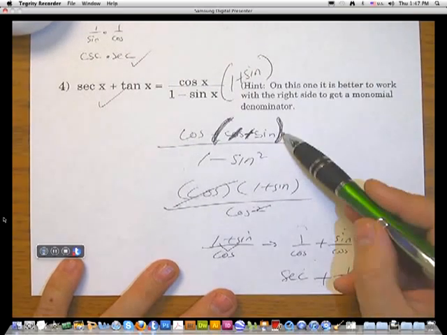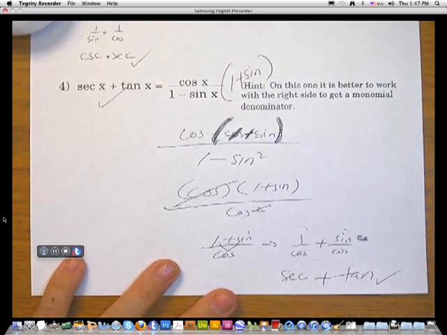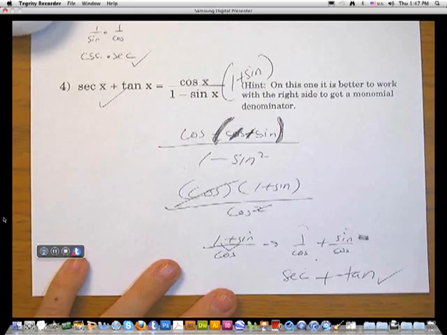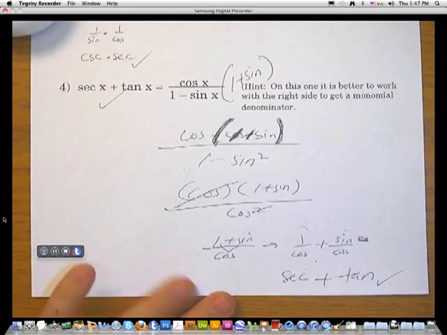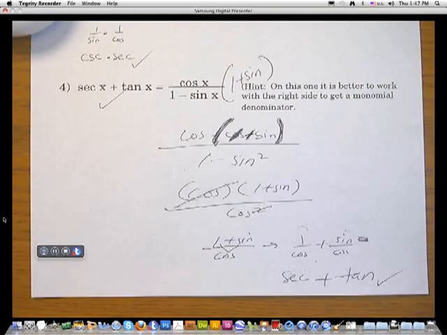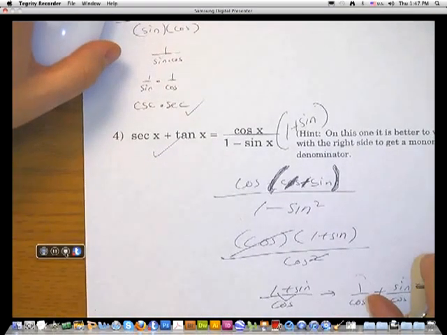I could have distributed up here. I just would have had to factor it back out. So rather than doing that, I just left it without distributing it. And that's going to be 5.2. You're going to practice and practice and practice and use your identities and solve them or simplify them.